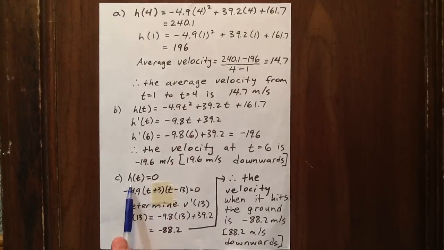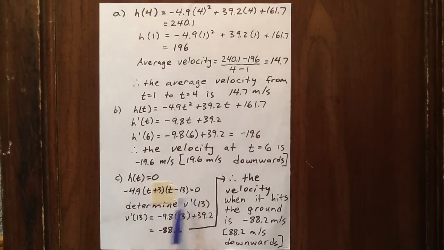Finally, we want to know the velocity when the projectile strikes the ground. Well, the ground has a height of 0. So that means that h of t is going to equal 0. We set that quadratic equal to 0, and we factor, and we get a t value of either negative 3 or positive 13. Well, in this context, we're going to use the time of 13 seconds.